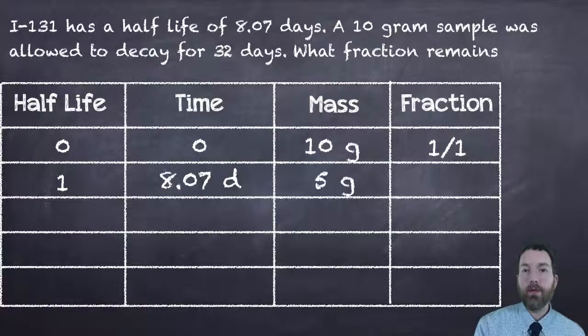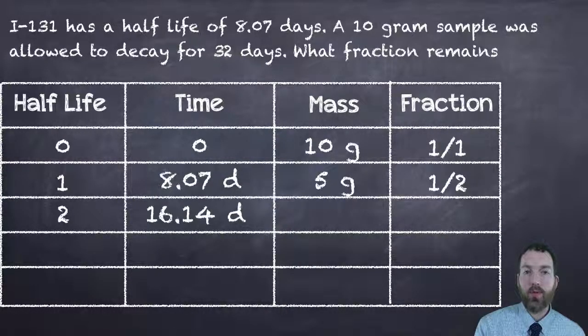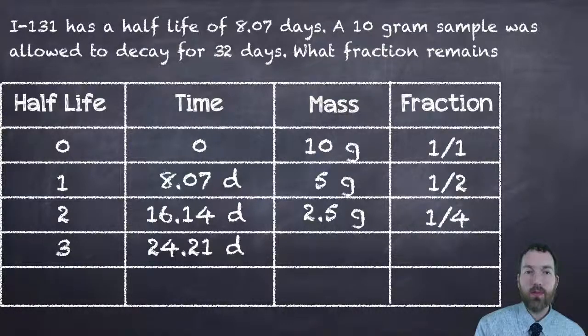After the first half-life, it says the half-life is 8.07 days, so 8.07 days has gone by, and I'm going to have 5 grams remaining, and my fraction will be 1/2. So then we just keep following this chart down until I get to 32 days, or something close to that. So after the second half-life, another 8.07 days has elapsed, so 16.14 days. I'll have 2.5 grams and 1/4 remaining. After the third half-life, another 8.07 days go by, so we're up to 24.21. I'll have 1.25 grams remaining, and I'll have 1/8 fraction.